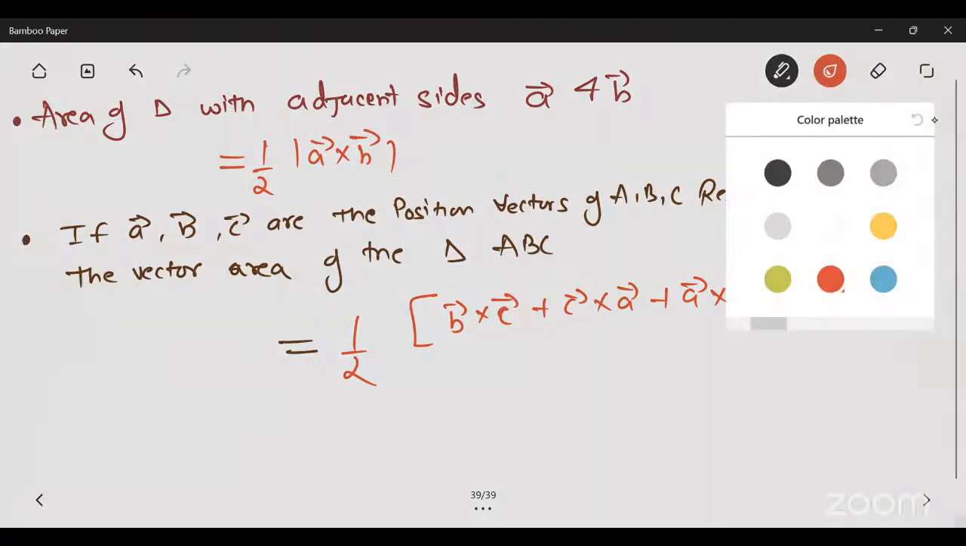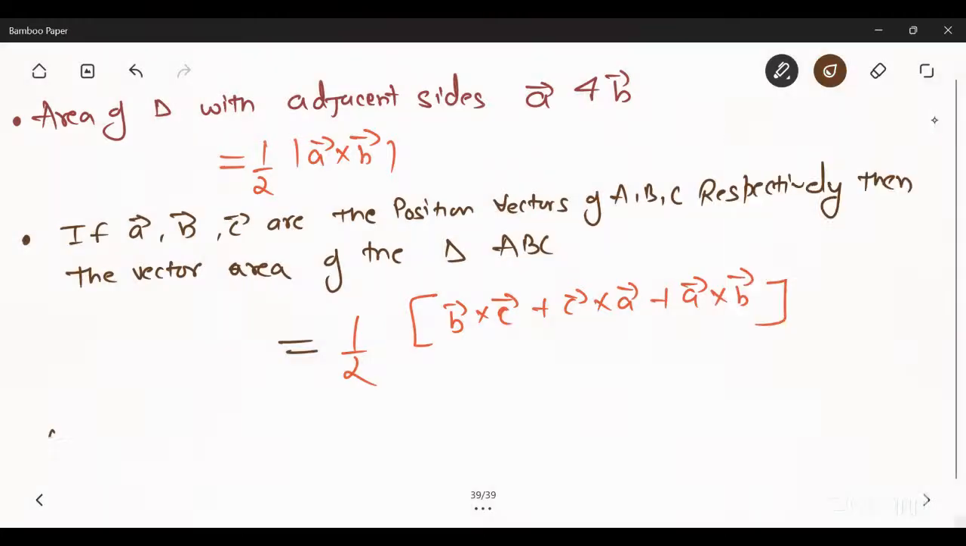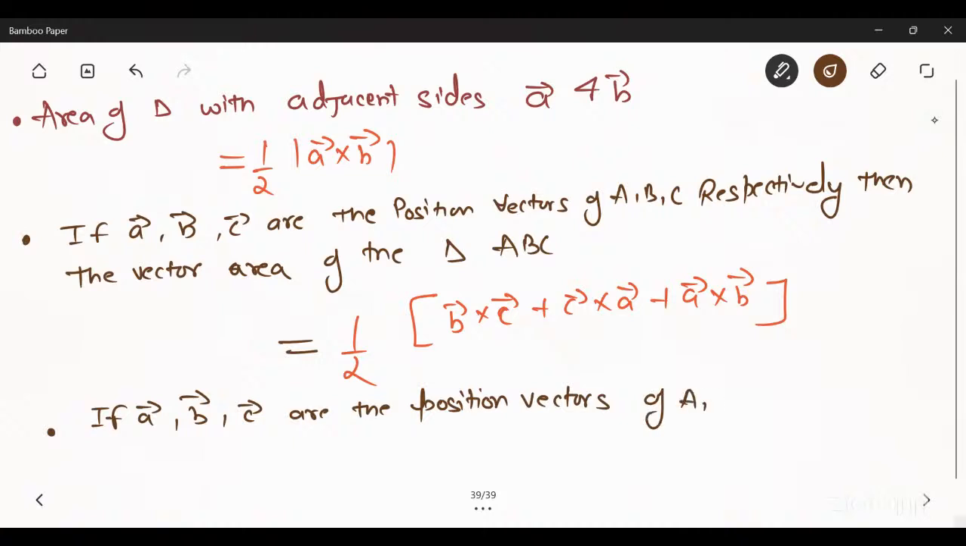Now next thing is, if the position vectors of A, B, C are collinear, collinear means they are on the same line. That means they do not enclose any triangle. So the area will be zero. That means all this value will become zero.